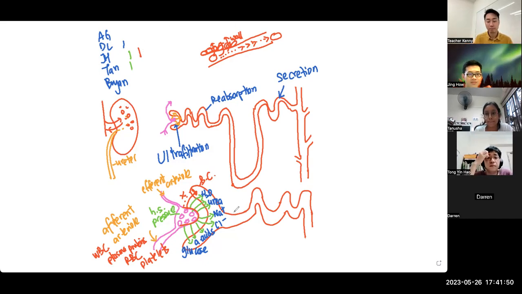Don't worry. Now, all the substances flow here. There is a process called reabsorption here. Reabsorption means I will take this back here, right? Now, tell me, this structure here has a name. Tanisha, what is this called? Proximal convoluted tubule, PCT, right? In this proximal convoluted tubule, students, which one do you think will come out here?